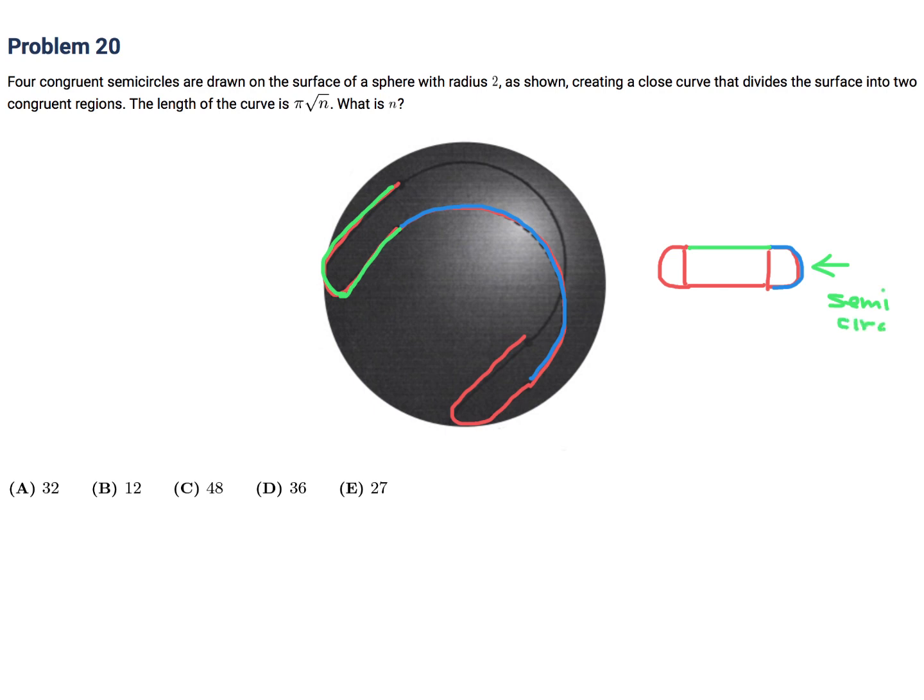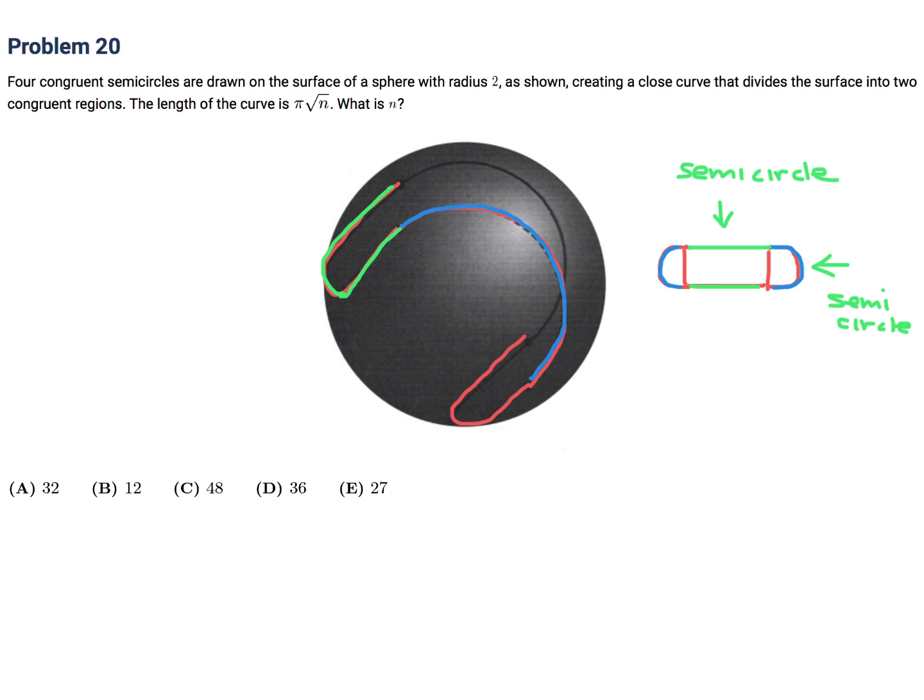Semicircle. But this part is also a semicircle. It's just a semicircle that's been flattened out. So really what you have is 4 semicircles. The blue, the green, and then I guess this would be another one. And then, of course, the other semicircle, that's pretty obvious.